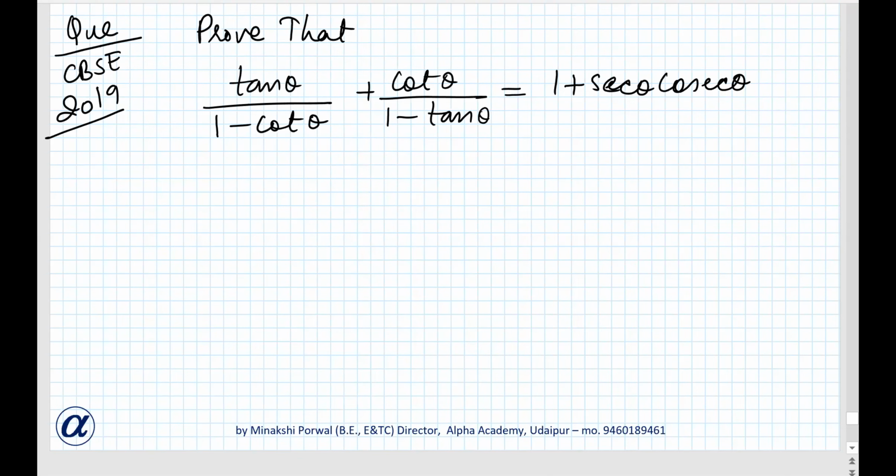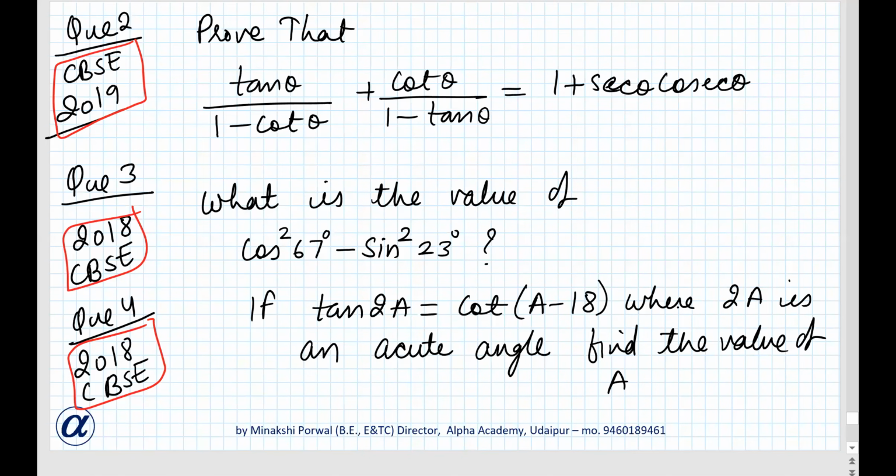Okay. This came in the 2019 board examination. Okay, so some more questions I have written. They are from the 2019 and 2018 board examinations. You can try these questions, find the answer and let me know. Plus you can share your screen whenever you complete solving them. So solve them now.